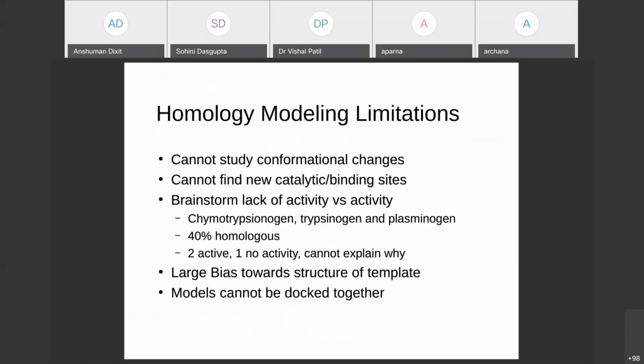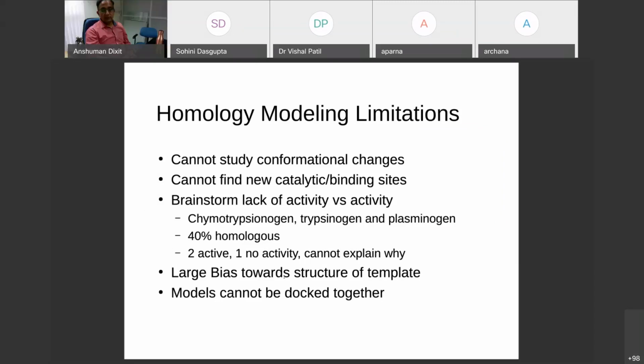Now, you create a homology model, but since it depends upon your template, it will look very similar to the template one. So you cannot study conformational changes just using homology modeling. You cannot see a new binding site, because the binding sites which are present in the template will be copied into this, so it will be very difficult to find a new binding site.